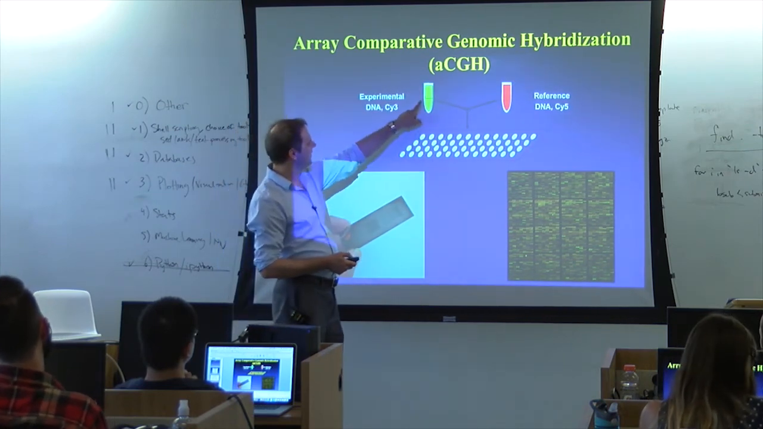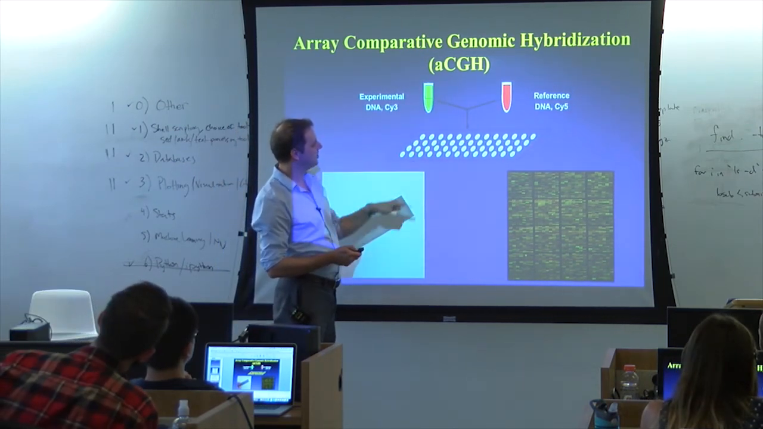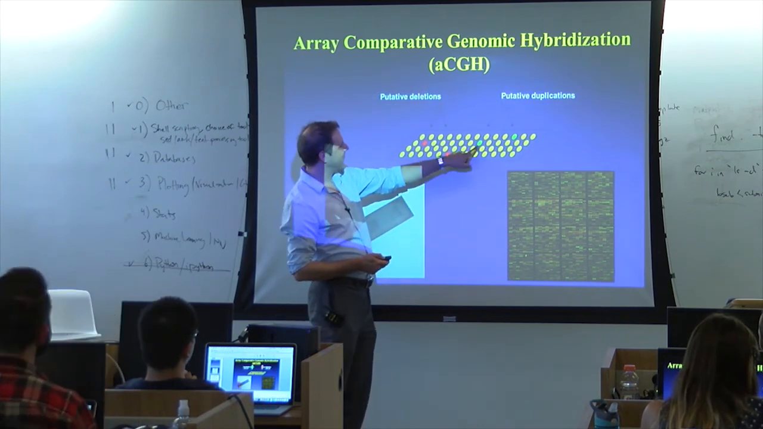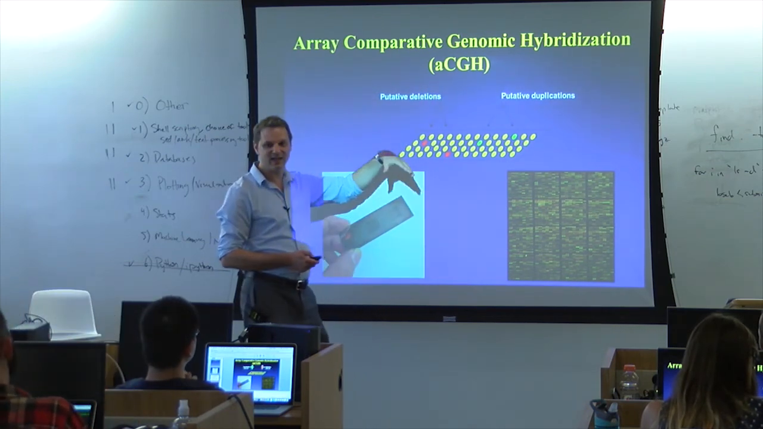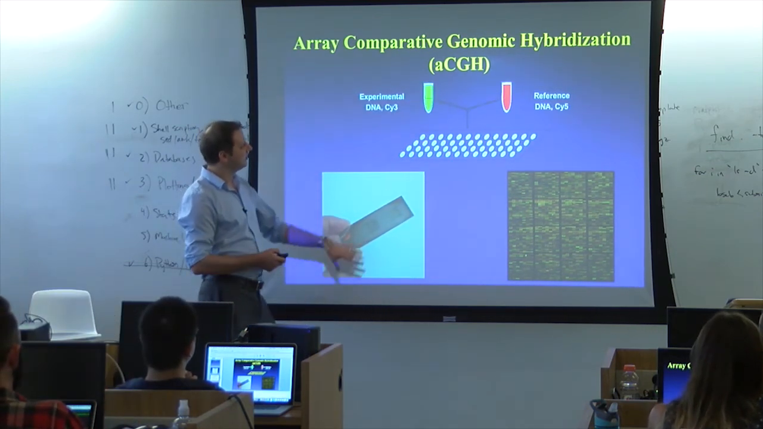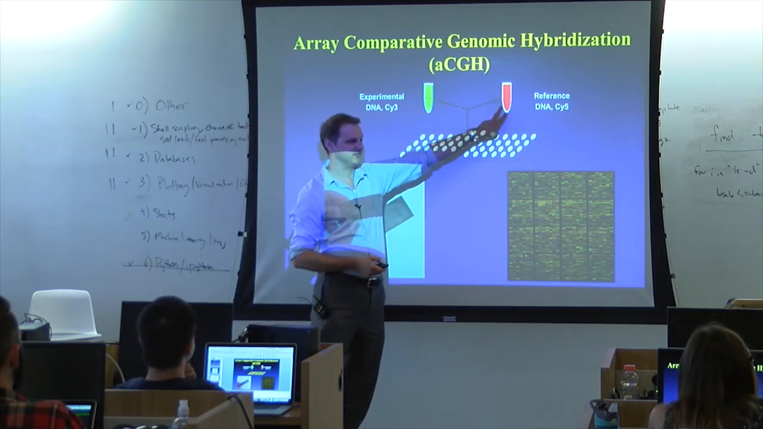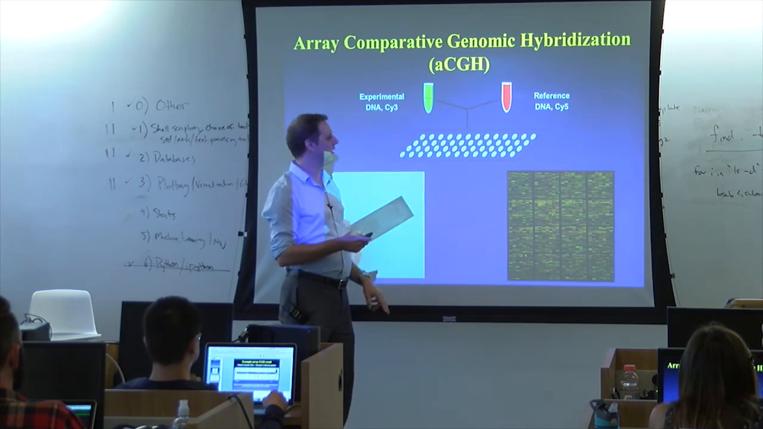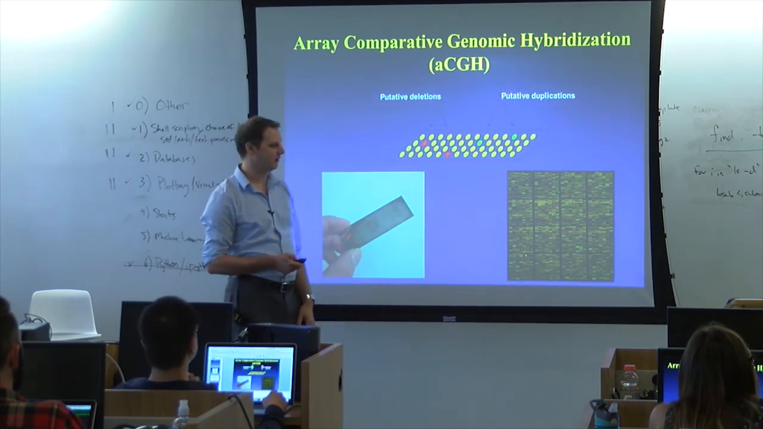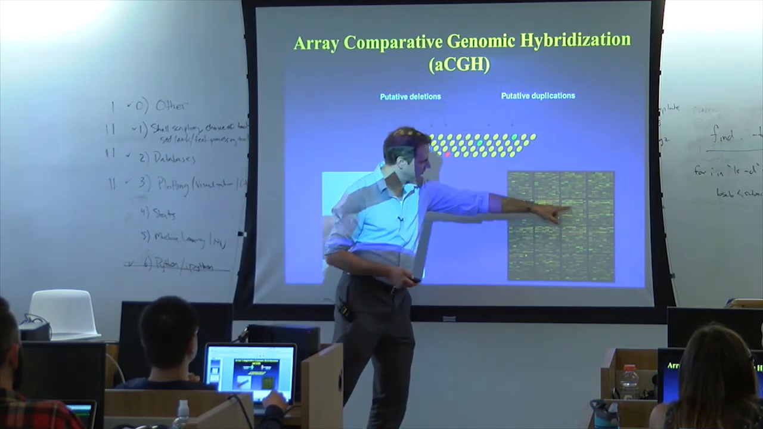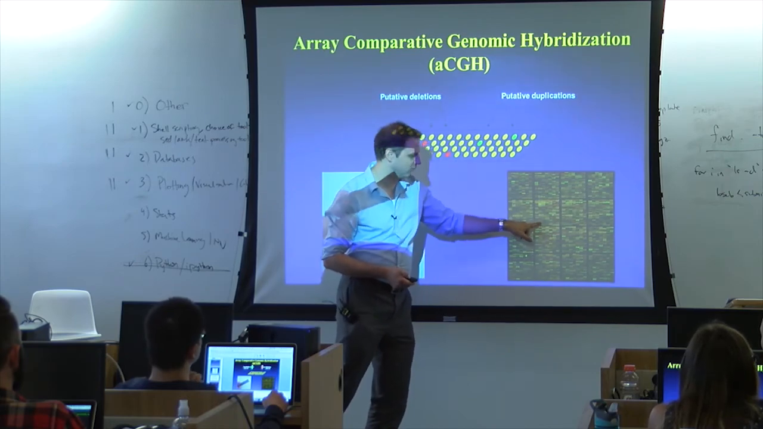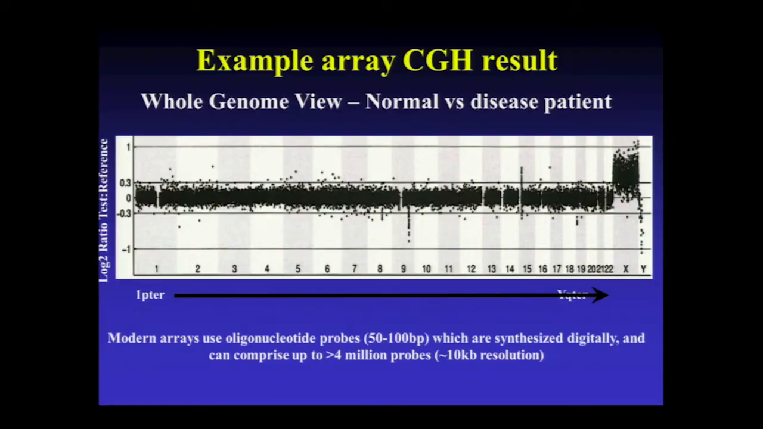In contrast, if my test person has, say, a duplication, that will come up as green because there is more green DNA binding to that probe. If my test individual has a deletion, so they only have one copy, this person has two, there'll be more red DNA binding, and so those spots will come up as more red-colored. And you can kind of see that on here. There are some places that look more green, some places that look more red. And so the final output, if your experiment works well, looks something like this.